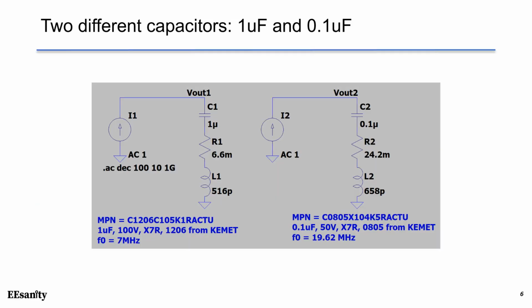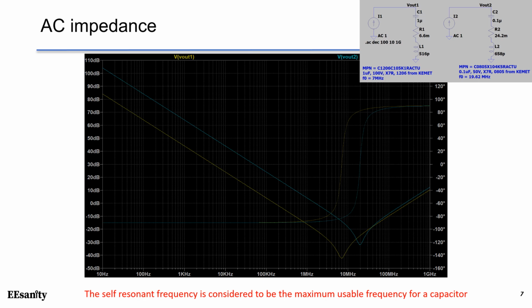Now let's build the realistic models for these two capacitors in LTspice simulation. On the left hand side, this is the 1 microfarad capacitor with ESR and ESL as shown in the schematic. On the right hand side, this is the 0.1 microfarad capacitor with higher ESR compared with the first one and also a little bit higher ESL. So now let's do the AC analysis and plot the impedance of these two capacitors.